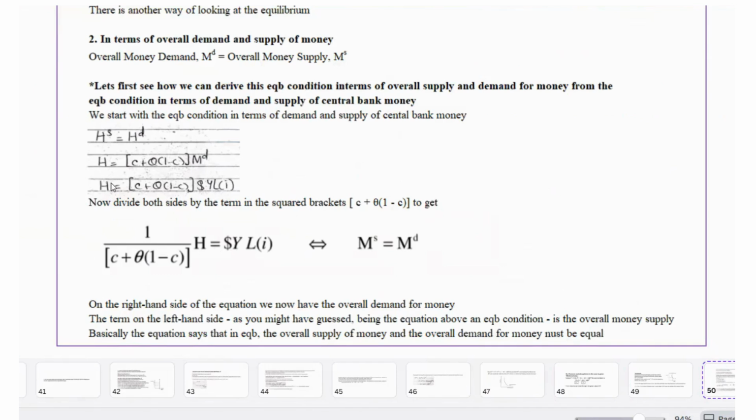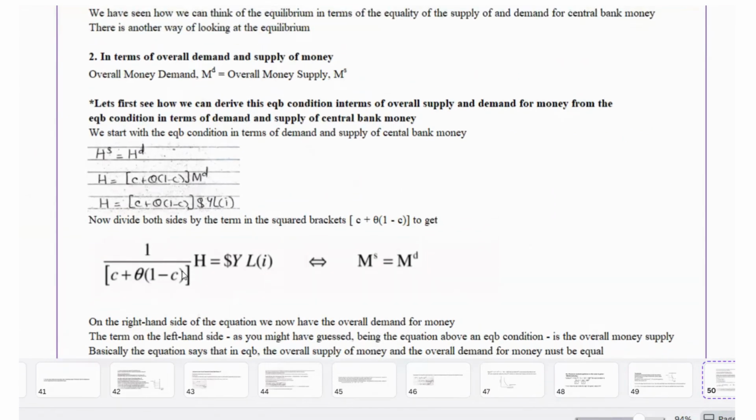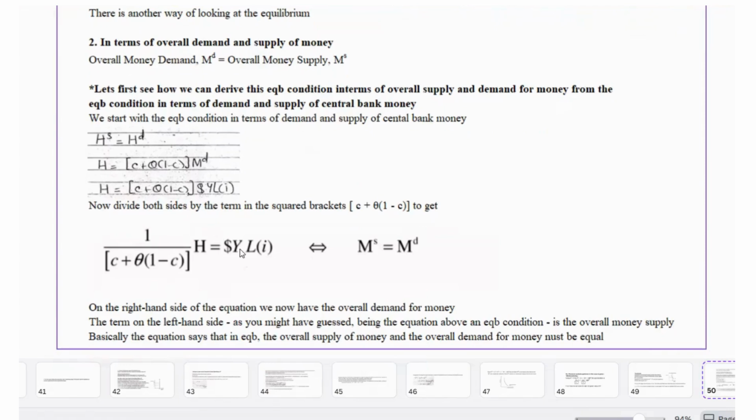We already looked at HD = [C + θ(1 − C)]MD, where MD is $Y times L(i). Now divide both sides by the term in the square bracket, C + θ(1 − C). What you're going to get is 1 divided by [C + θ(1 − C)] times H is equal to $Y times L(i). On the right hand side, we have the overall money demand. $Y times L(i) is our MD, overall demand for money. The term on the left hand side, as you might have guessed, because this equation is an equilibrium condition, is the overall money supply MS.